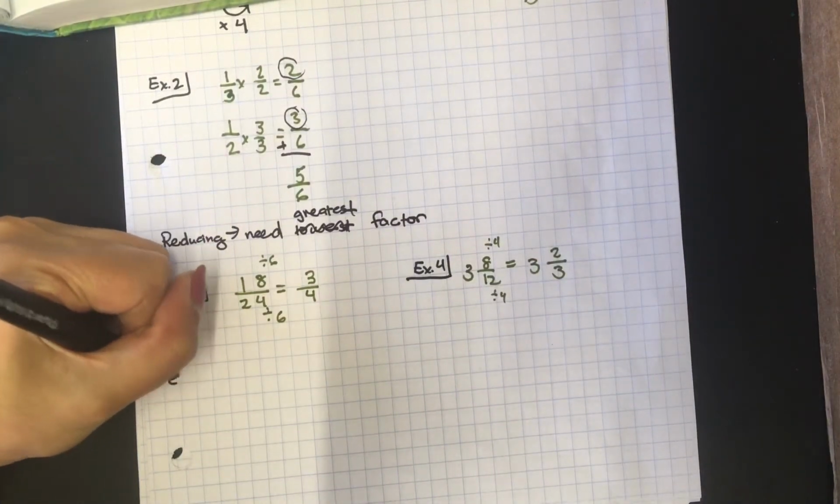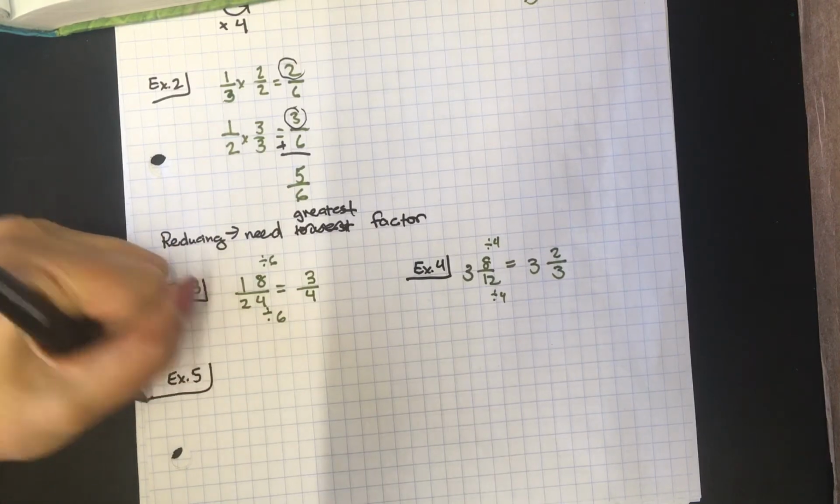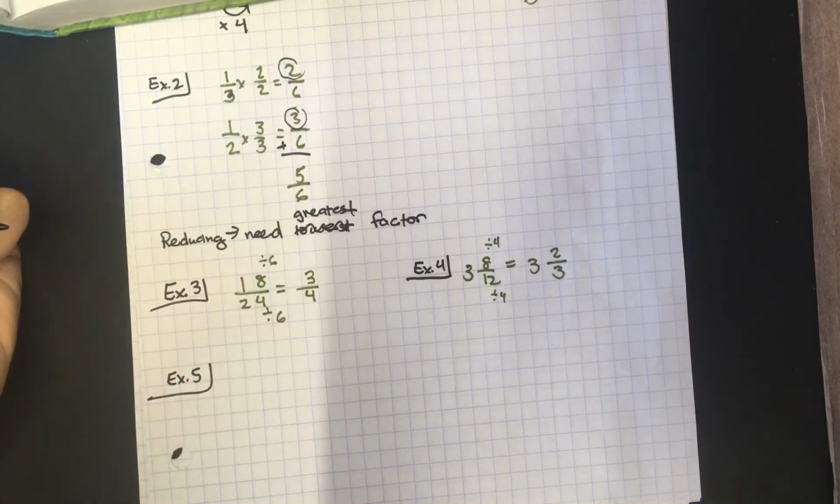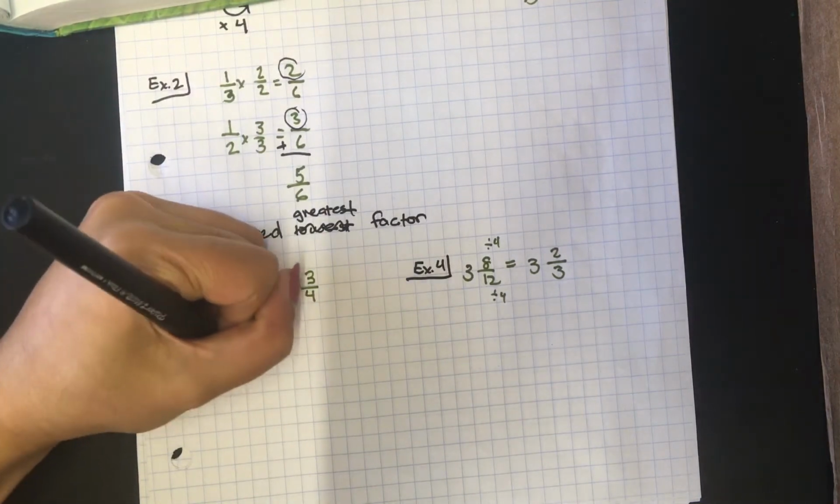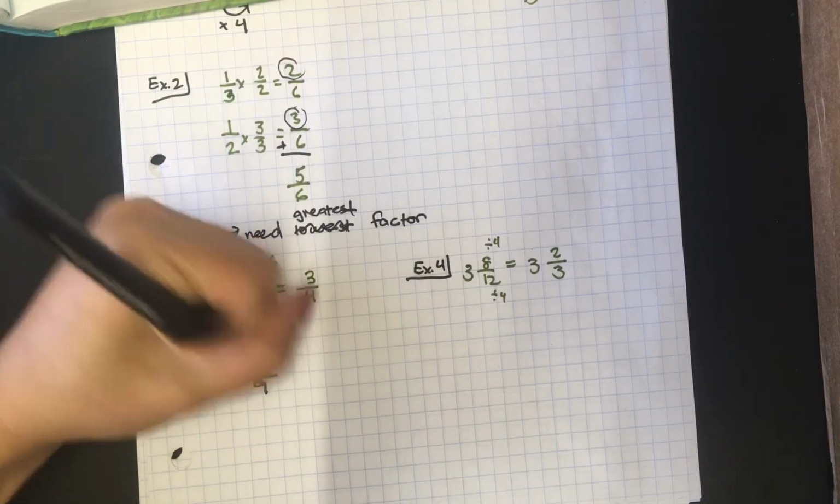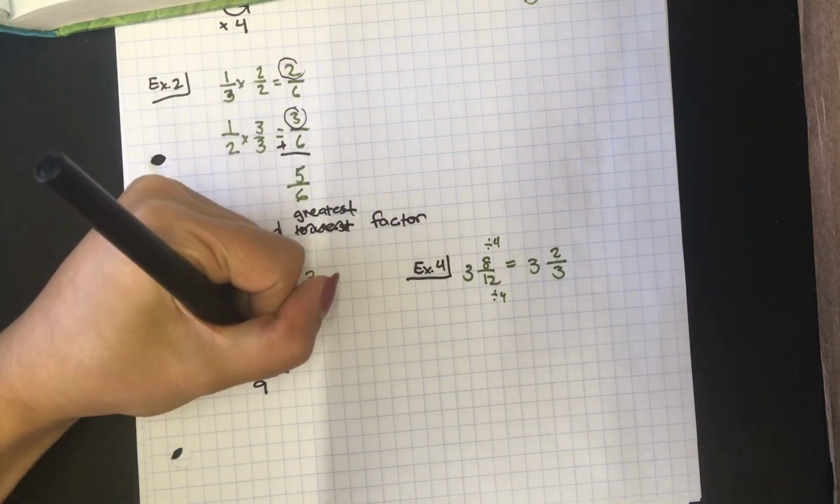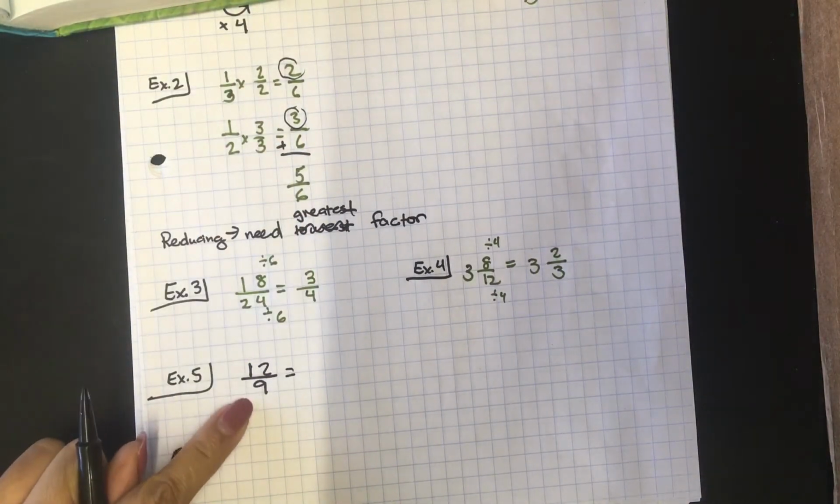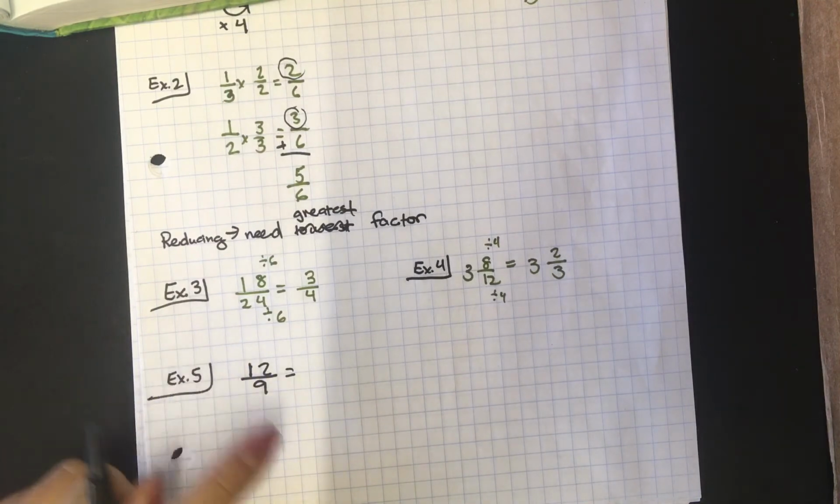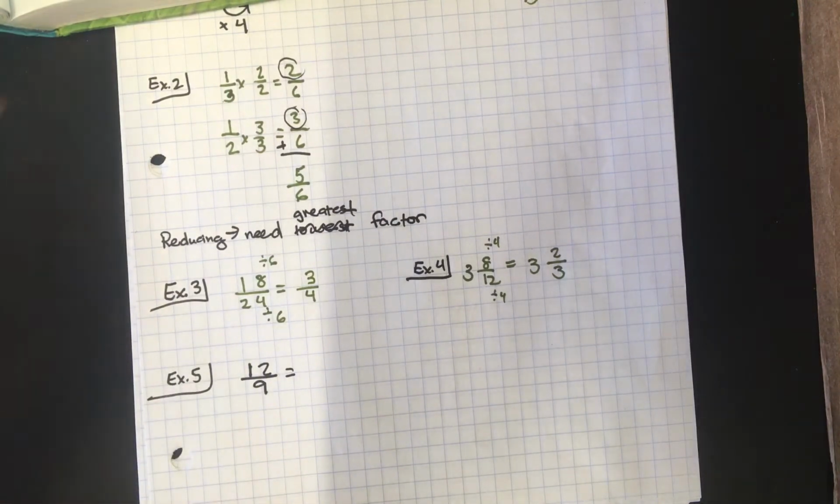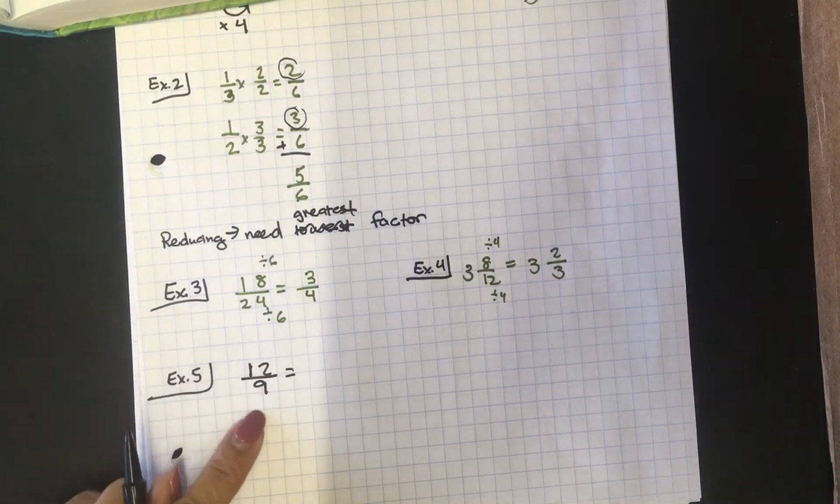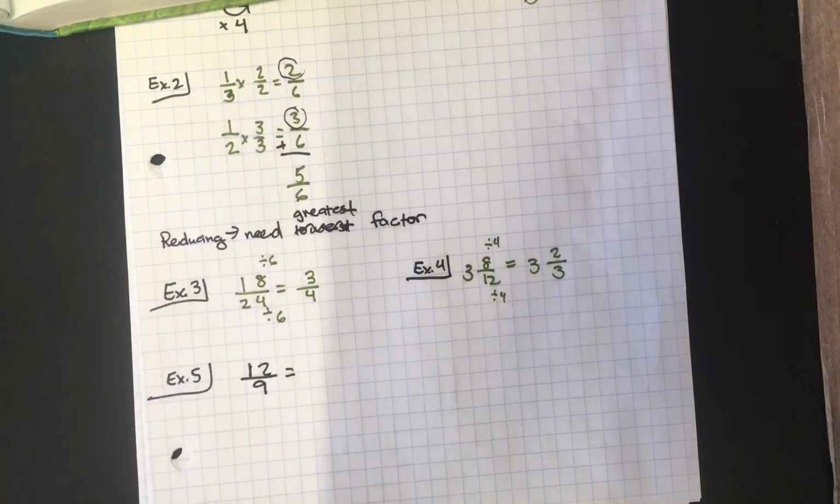Example 5. Example 5 wants us to write 12 over 9 as a mixed number with the fraction reduced. So it's 12 over 9. Now remember, what we have to do is we need to divide. 9 goes into 12 how many times? The remainder becomes our new numerator, our denominator stays the same, and then we will reduce. Do this one on Edpuzzle.